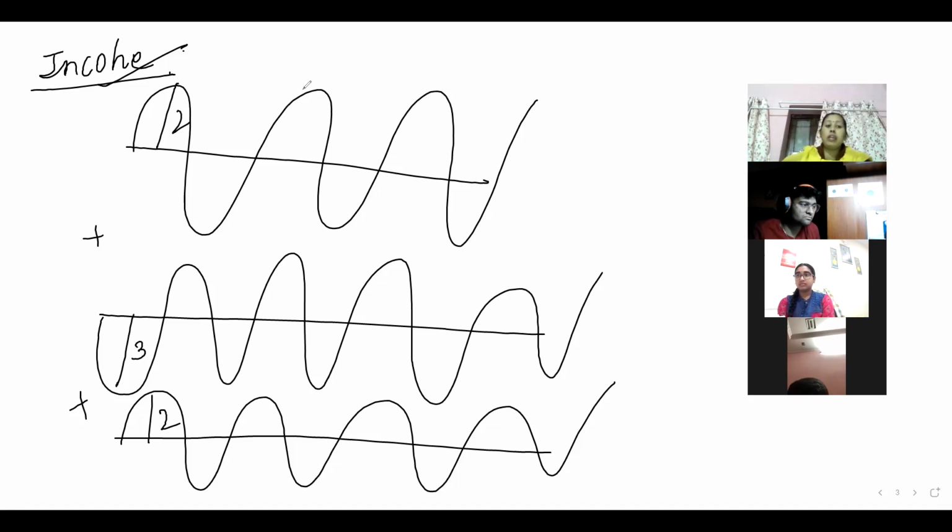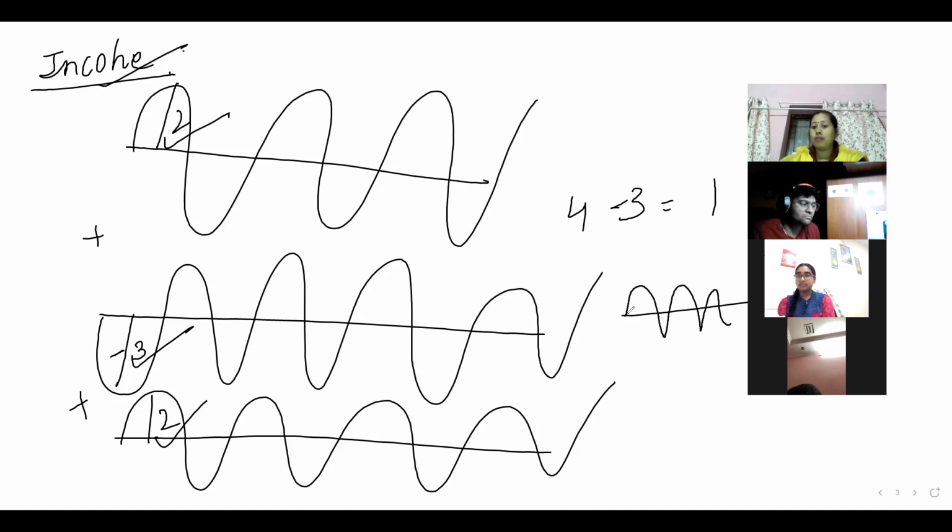Okay, so suppose this is 2, that is 4, but this is -3. It means the output will be what? 1. It means up till here. Or maybe 0 also. If suppose this one is also 4, then it will be 0. It means the amplitude has decreased. It will be a straight line.